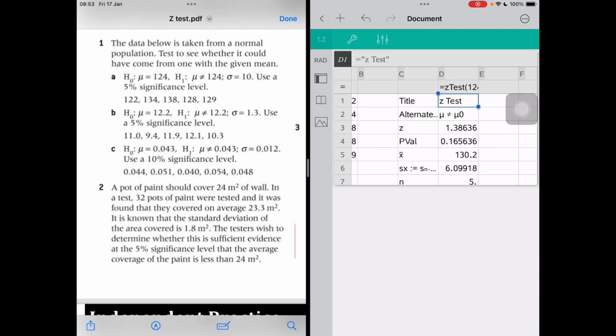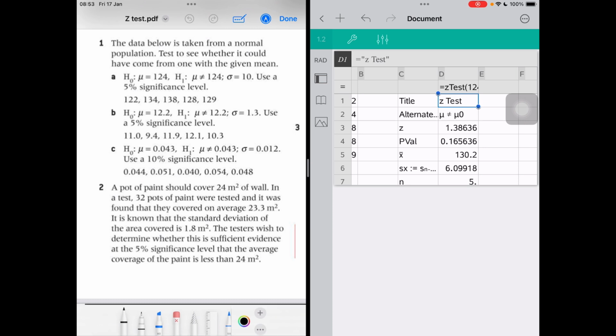So the p-value is 0.166, which is larger than 0.05, which is the significance level. So the p-value 0.166 is larger than 0.05. So we cannot reject H0. So we accept H0. And there is no sufficient evidence to claim that the null hypothesis is not true.